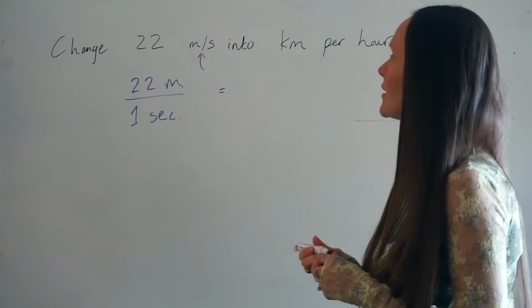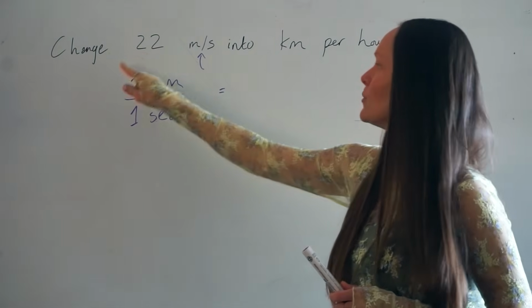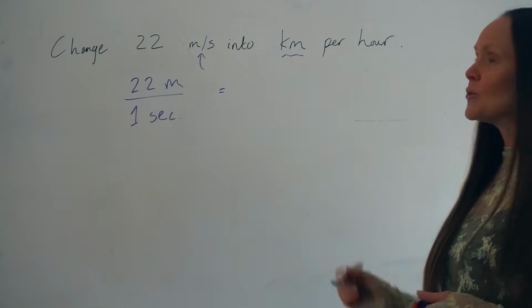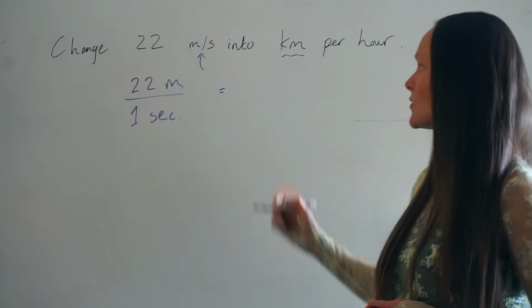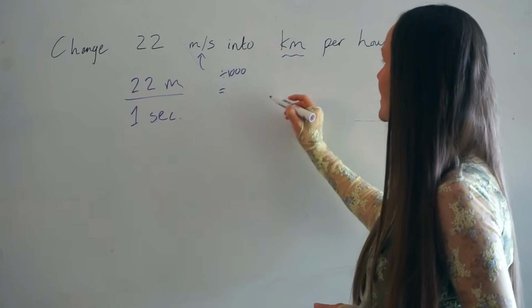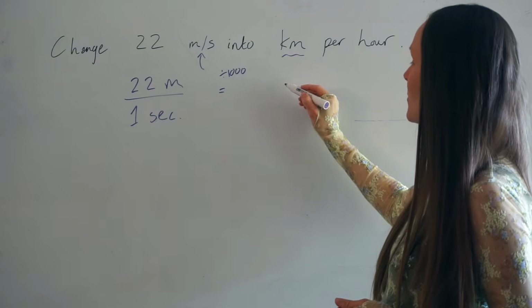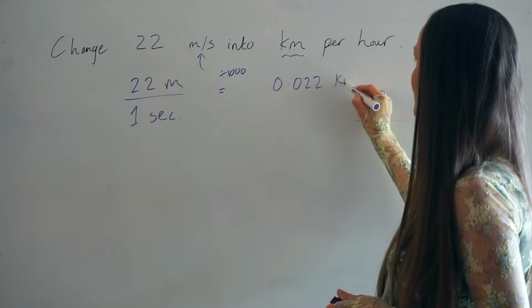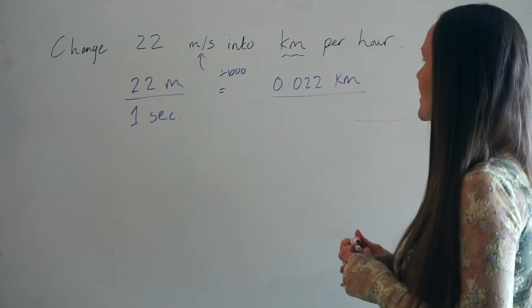So if we consider the numerator first, so the 22 meters, if we're changing meters into kilometers, we have to divide by 1,000, okay? Remember, there are 1,000 meters in 1 kilometer, so 22 divided by 1,000 is 0.022, okay? So we've changed our meters into kilometers.